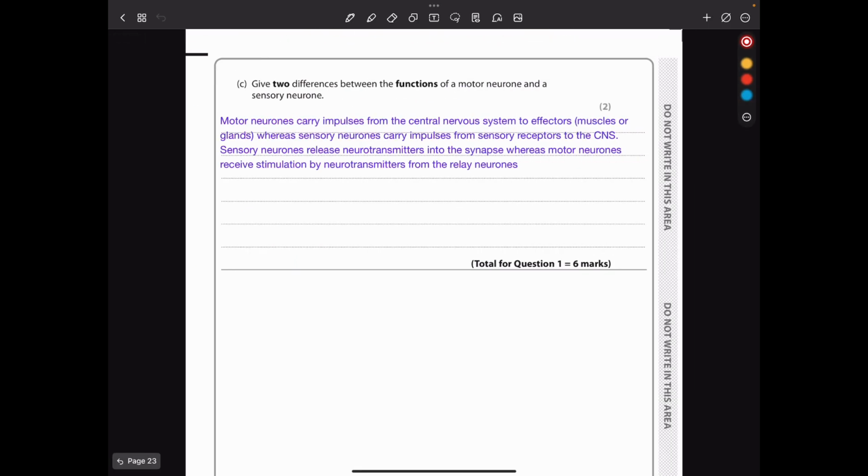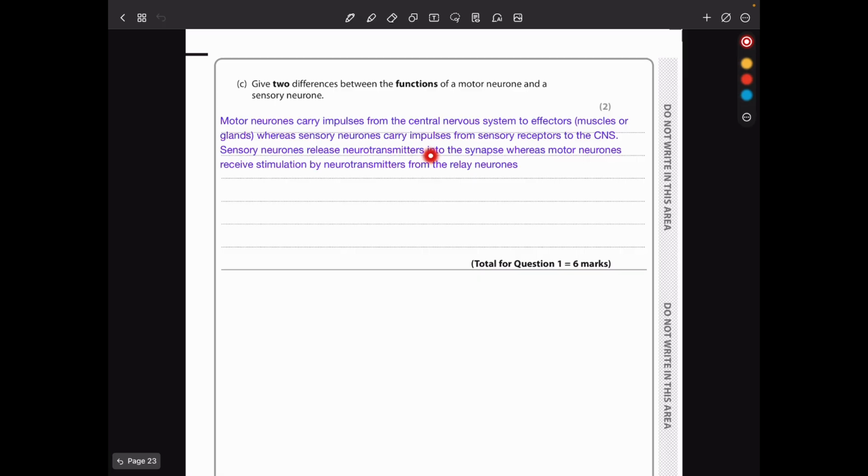Then give two differences between the functions of a motor neuron and a sensory neuron. This is for functions, not structure. The sensory neuron sends impulses from the receptor cells towards the central nervous system, while the motor neuron is going to come from the central nervous system towards the effector organs like muscles and glands. So I said motor neurons carry impulses from the CNS to effectors, muscles or glands, whereas sensory neurons carry impulses from sensory receptors to the CNS.